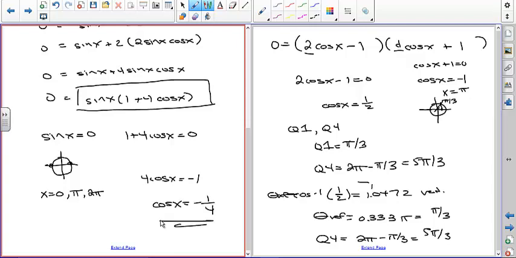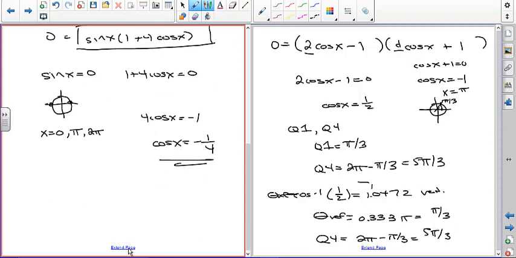So this one you have to use the reference angle for. I've shown you how to do that over here again. So go ahead and figure out what two angles, in terms of pi, satisfy cosine of x equals -1/4.